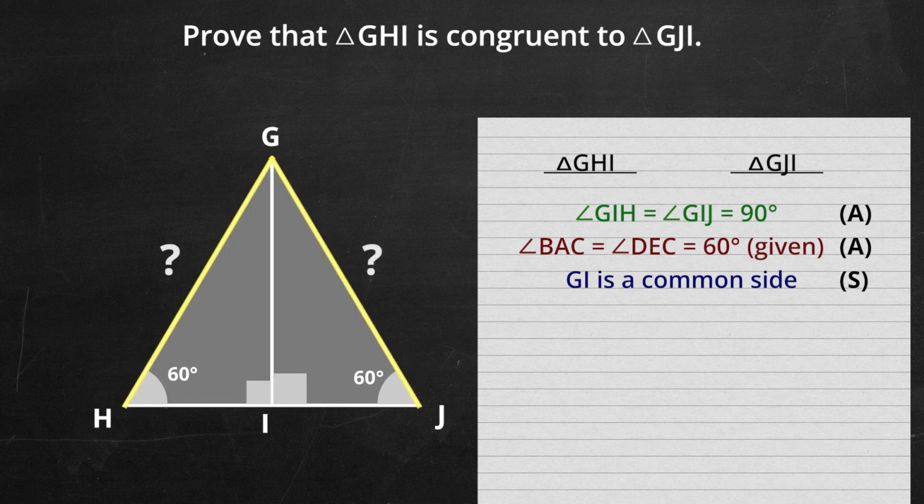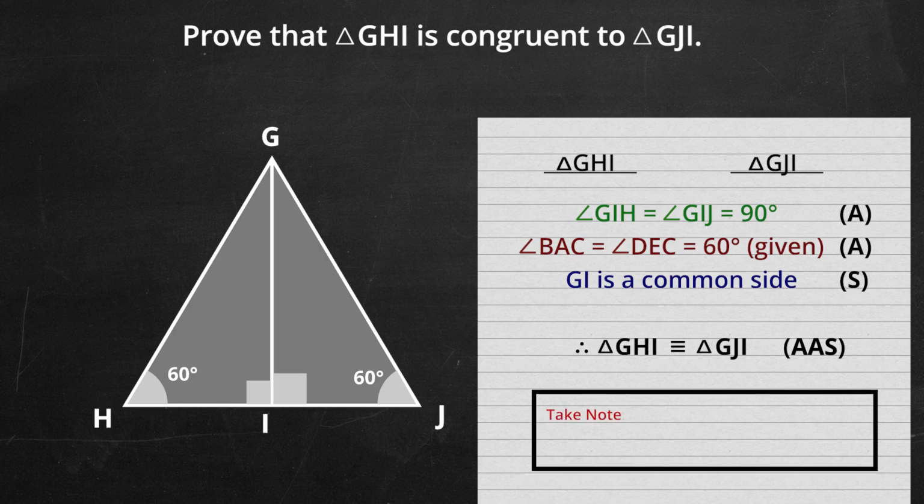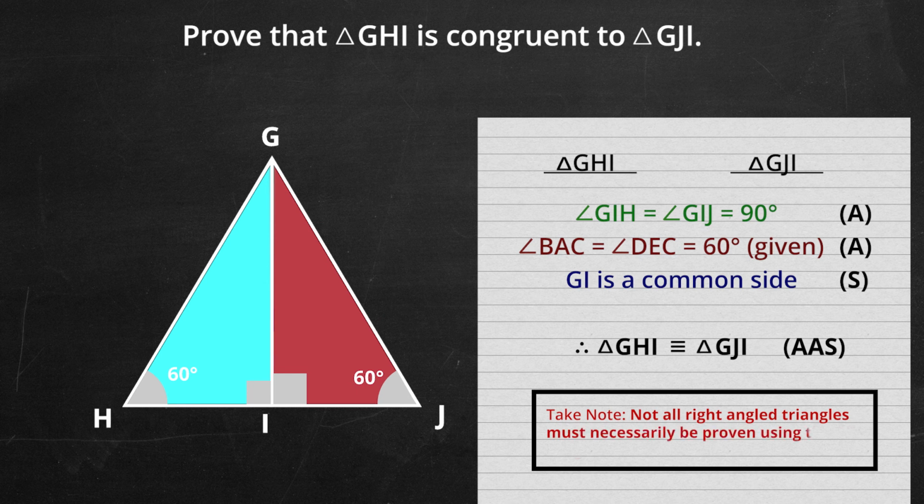Notice that here we are not given information about the hypotenuse, but if you look at the statements that we have, we know two angles and one side, which means triangle GHI is congruent to triangle GJI by the angle-angle-side congruence test. So remember, not all right-angled triangles must necessarily be proven using the RHS congruence test. Which test to use very much depends on the information we have. Got it?